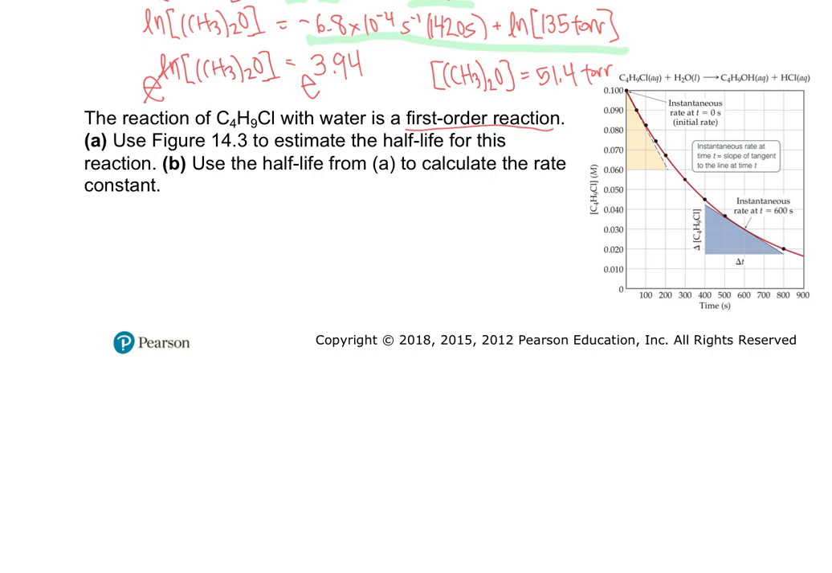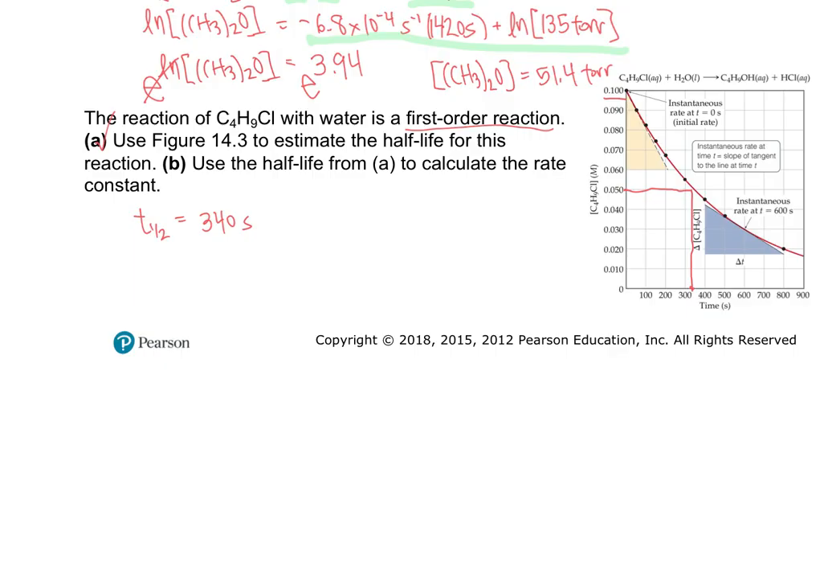And we want to use the figure to estimate the half-life for the reaction and then use the half-life to calculate the rate constant. So graphically, we're going to go over here. We know that we started at 0.1, so half of that is 0.05. So we're going to go down to 0.05. We're going to extrapolate down. And it looks like a little less than 350, so let's just call it 340. So let's call our half-life, and the units are seconds, 340 seconds. All right, so A is done.